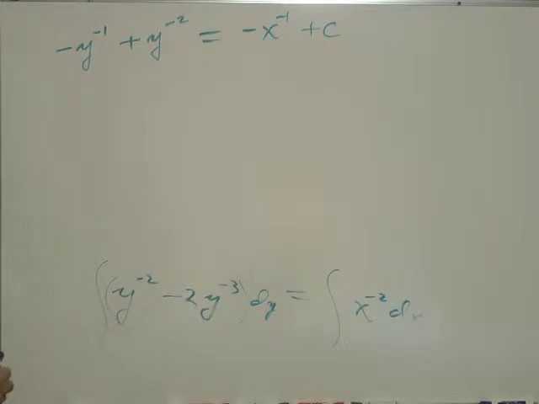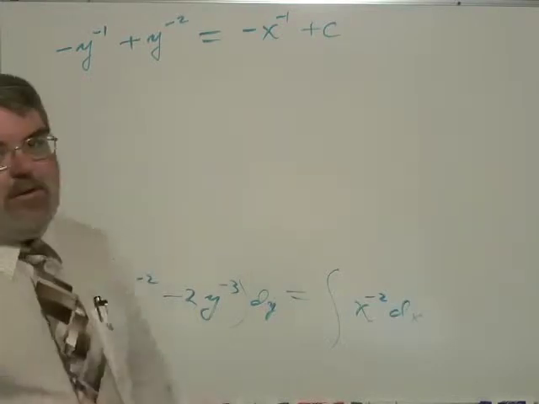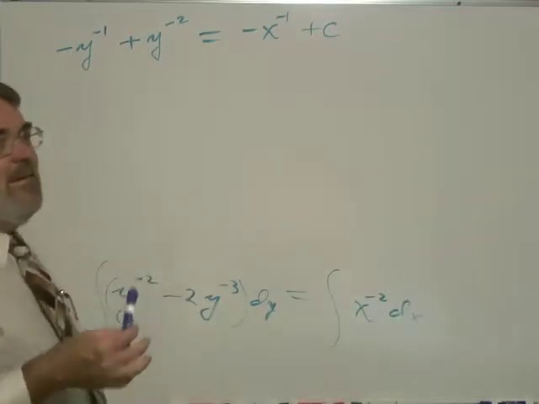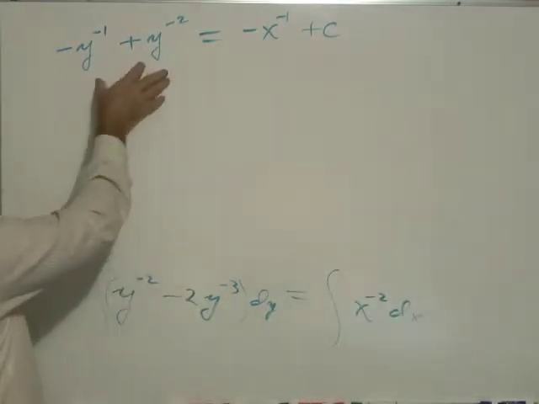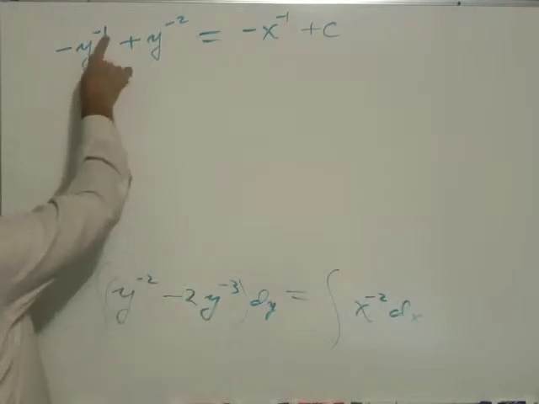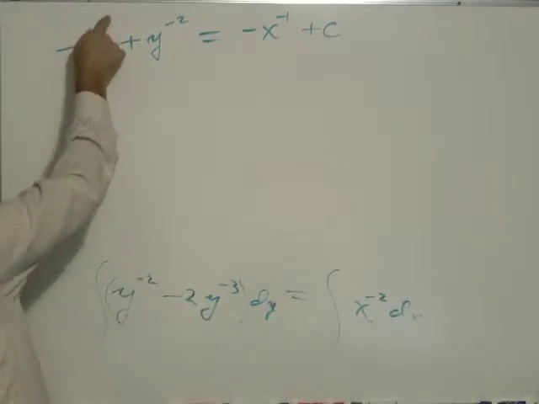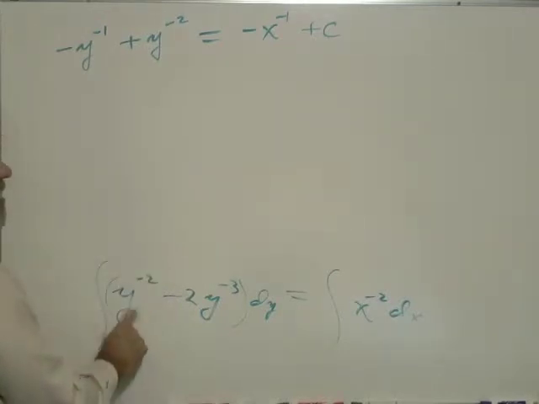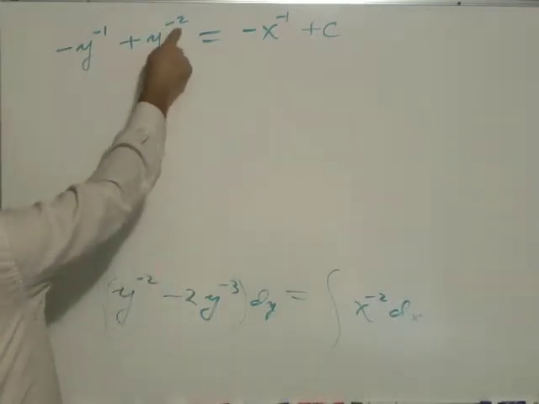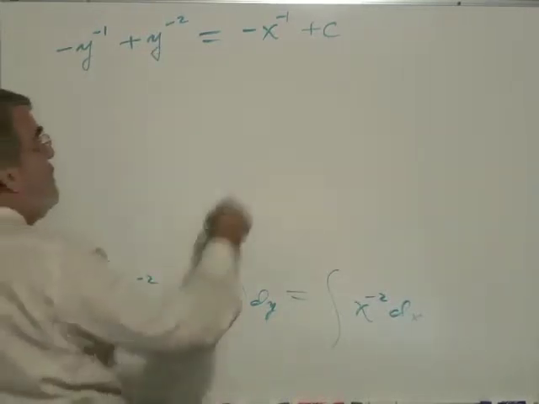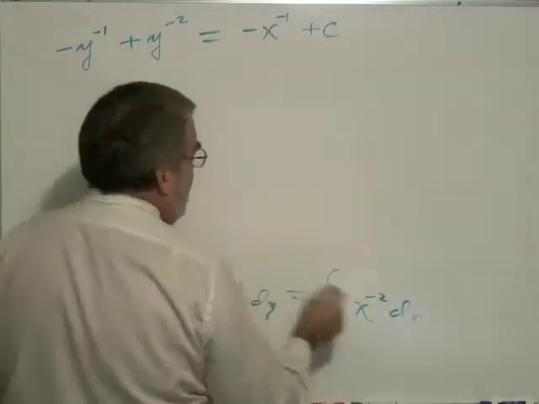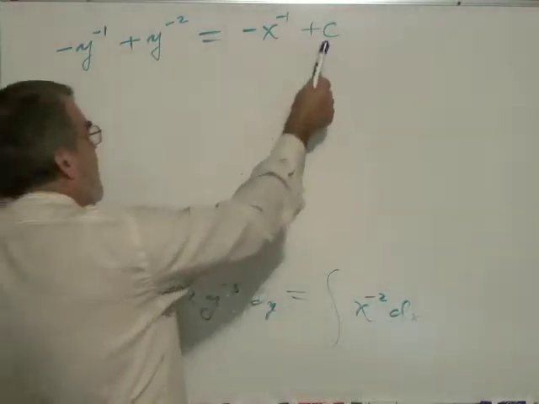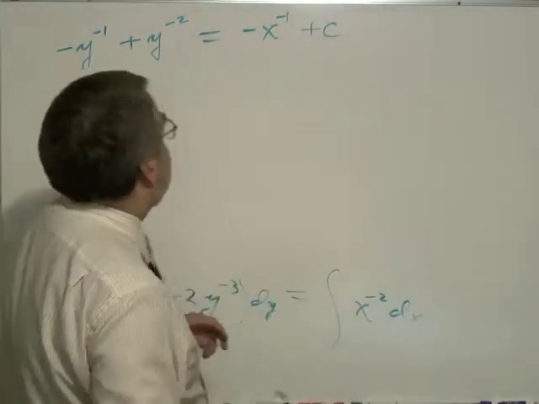All right, it's also a good idea to check your integration. So many people make mistakes by not taking a minute to check. If I take these derivatives, I should get this. The negatives cancel. Minus 1 times negative is positive 1, y to the minus 2. Okay, that checks. Negative 2, y to the minus 3, that checks out. Plus x to the minus 2. So the integration is correct. And of course the derivative of a constant is 0.